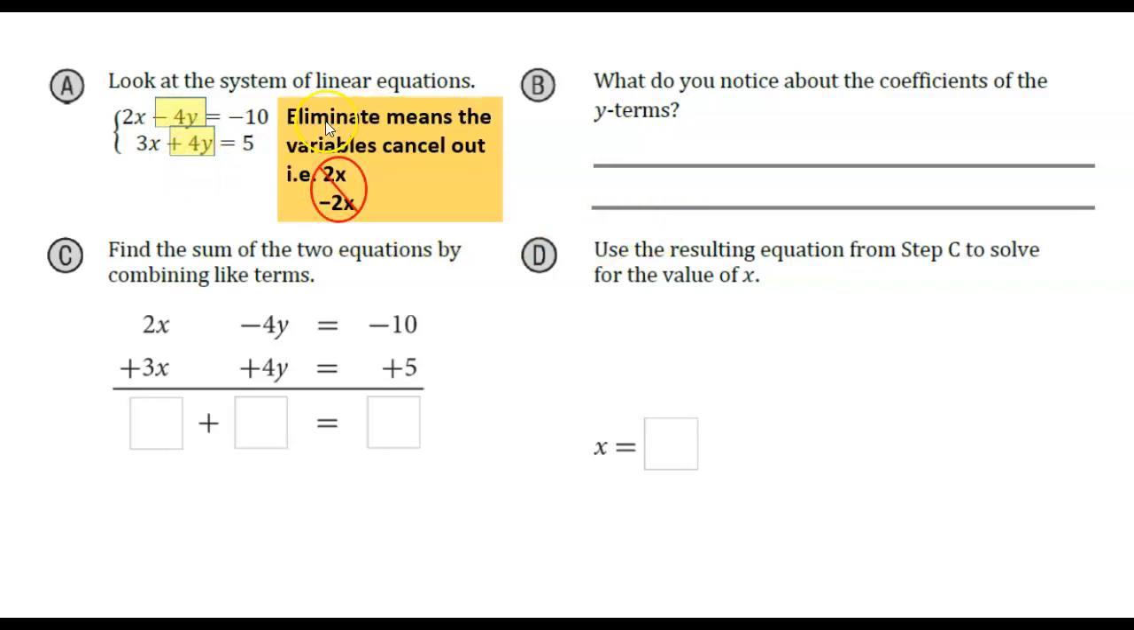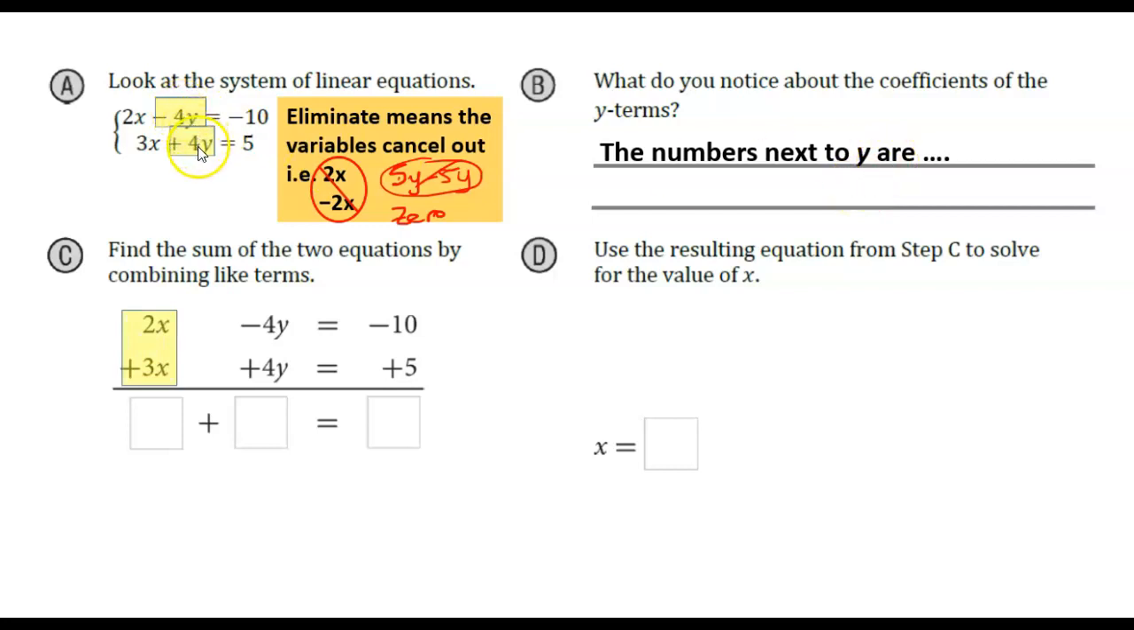Remember, to eliminate, which is what we're going to be doing in this lesson, means that the variables will essentially cancel out. In this case, 2x minus 2x would be 0. Anything, whether it's 2x minus 2x or let's say 5y minus 5y, would cancel out to be 0. So, what are some things you notice about the terms for y? Specifically the numbers next to y. I'll let you fill that in.